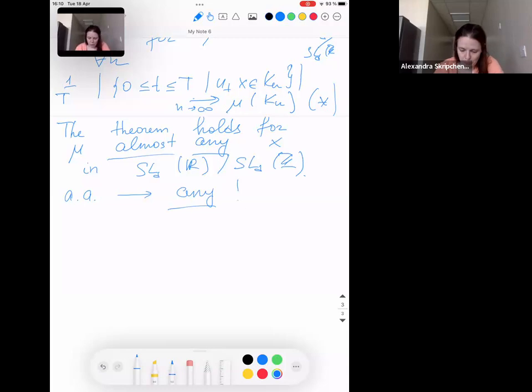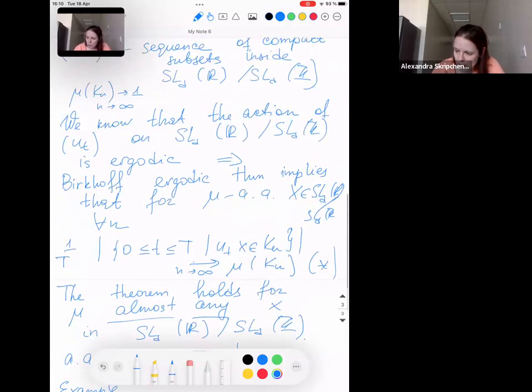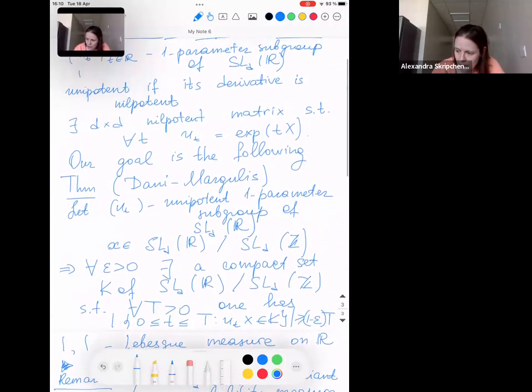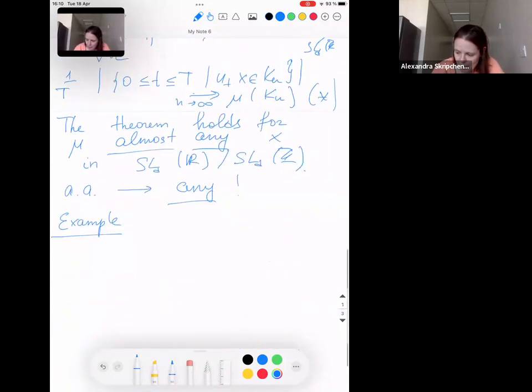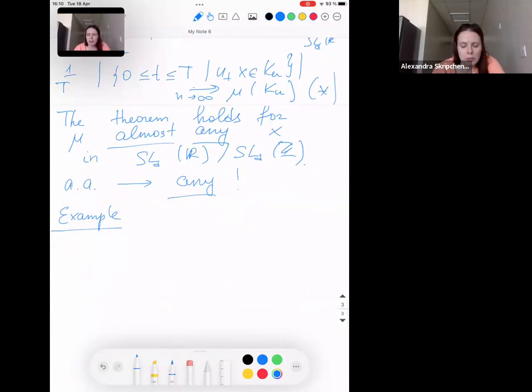That's what we want to do. So one more remark before we prove the theorem. We can consider the example. I want to illustrate that it's important that I chose the unipotent one parameter subgroup here, that it's not just because, for instance, it's more convenient to prove. It's a crucial thing. So the unipotent condition is crucial.